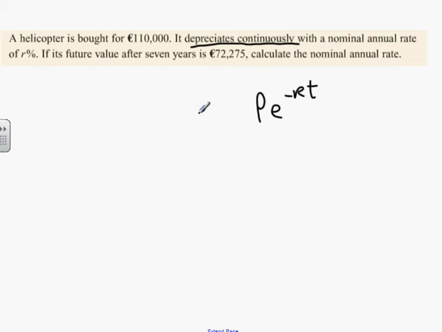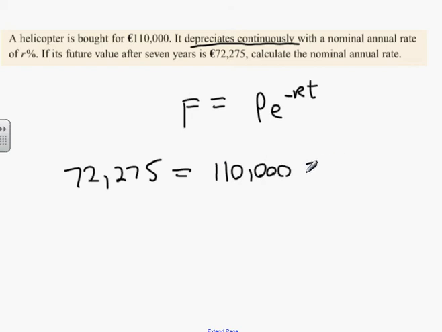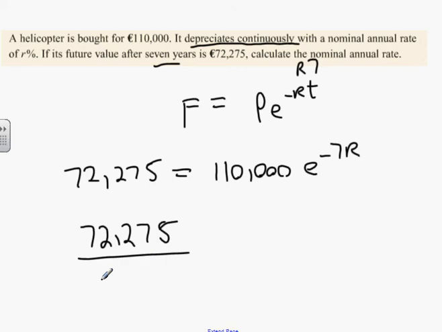Okay, so all we got to do now is, your P is what, guys? Oh, sorry, is it A, or what's the current? Is it F, isn't it? F equals. So your F is your final amount, which is 72,275. Our P is our 110,000. Our e is just the e function, 2.718. R, we don't know, it's the whole point of the question. 7 years, so R times 7, minus 7r. Now, step 1, divide the 72,725 by 110,000. And you get e to the power minus 7r.